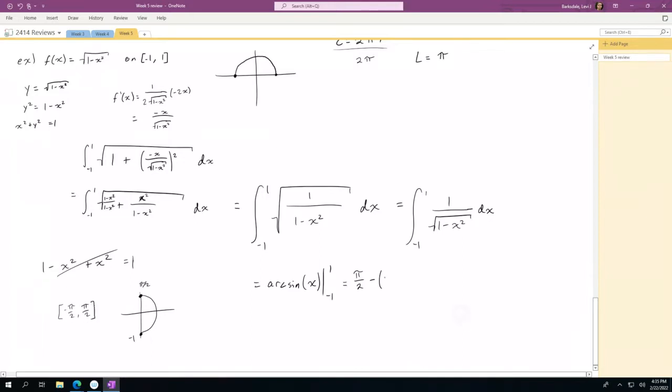Oh. So -pi over 2 will get us a -1. So we have -pi over 2 there, and this is pi over 2 plus pi over 2, which is, of course, pi. And that matches exactly what we said it should be. Pretty neat, huh?